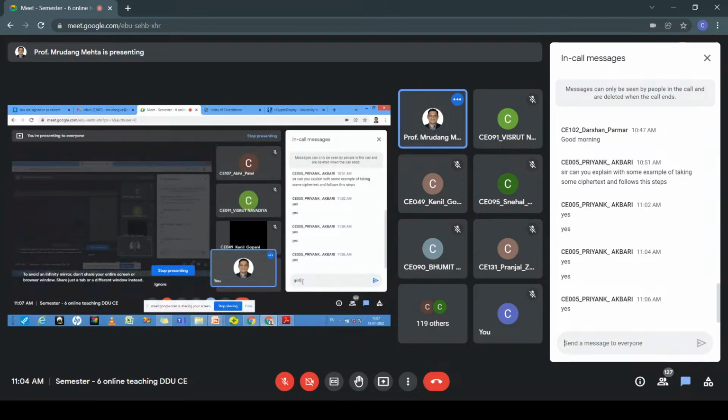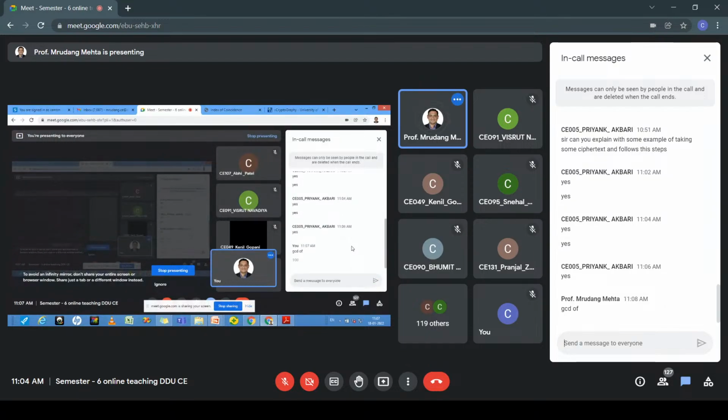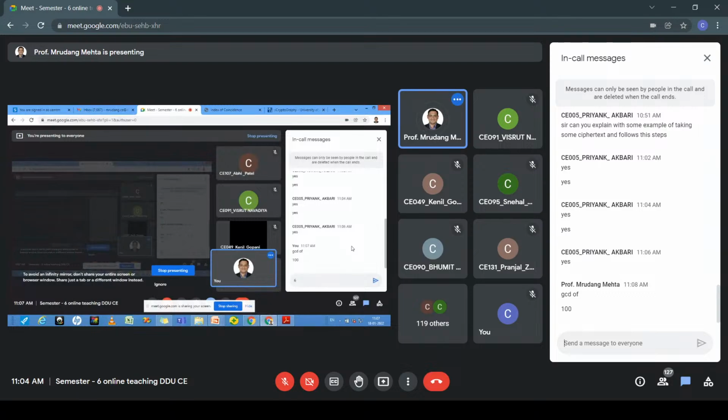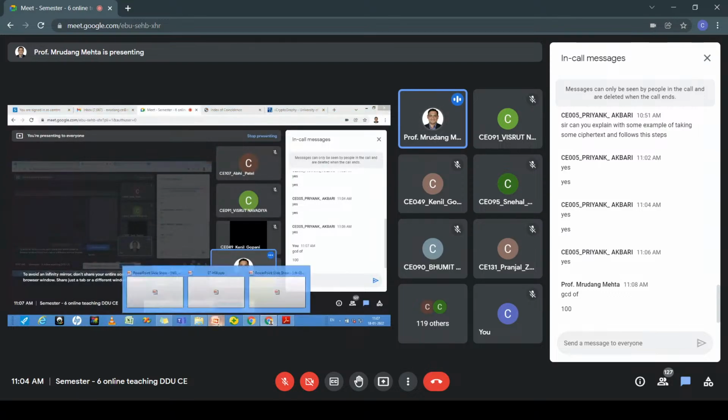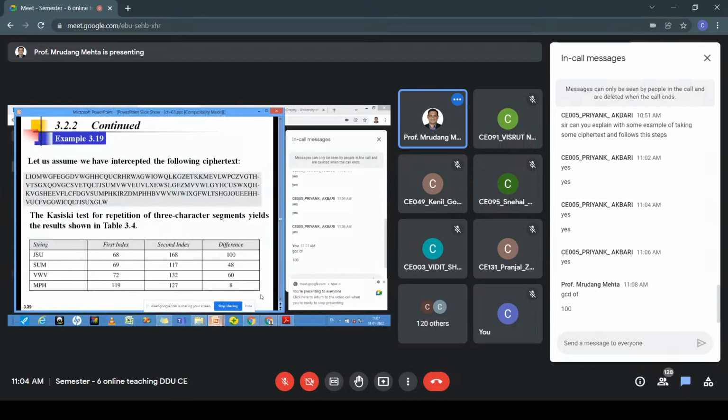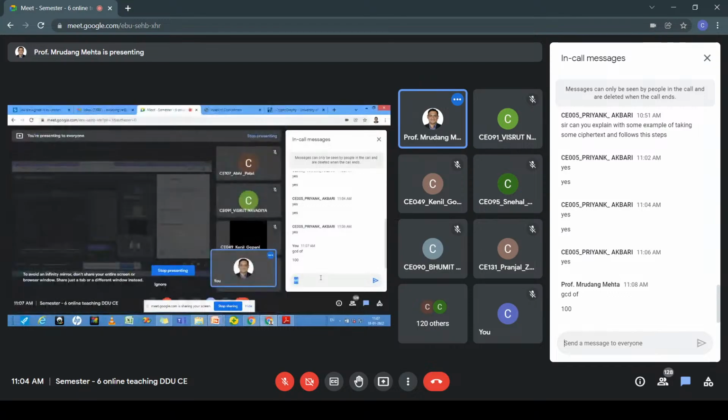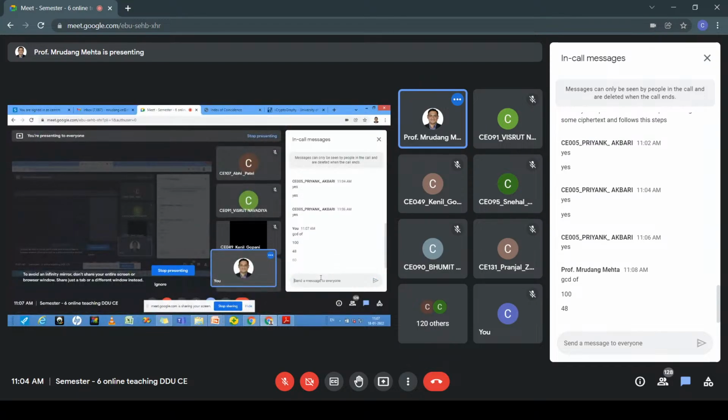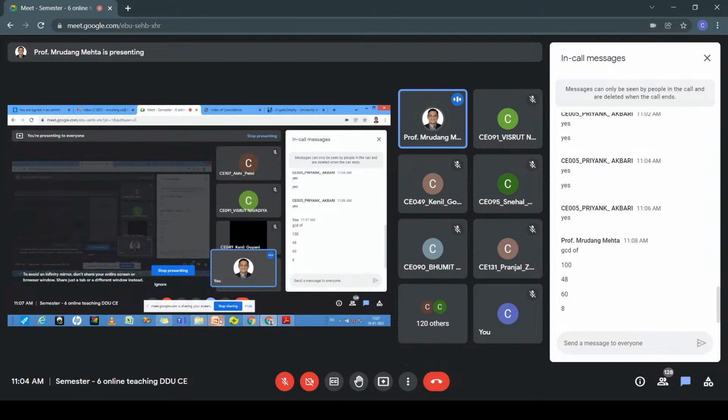GCD of 100, 48, 60 and 8. Okay, do this. Can you do this and write the answer?